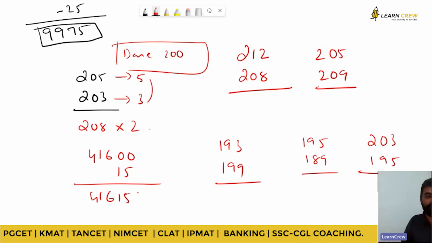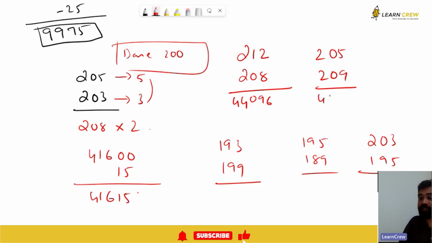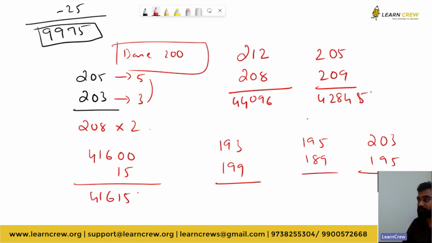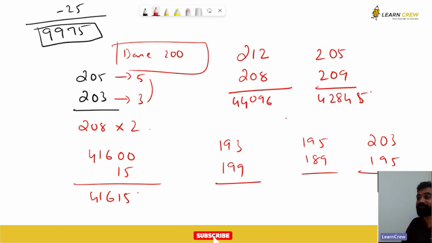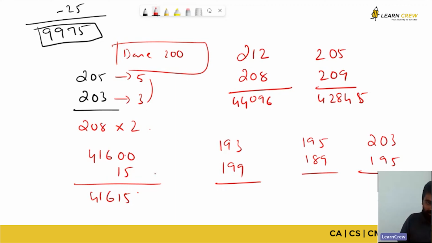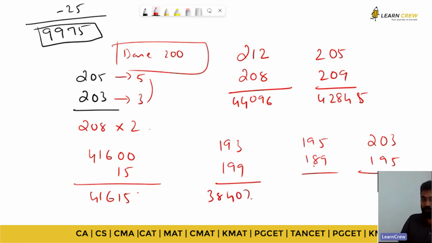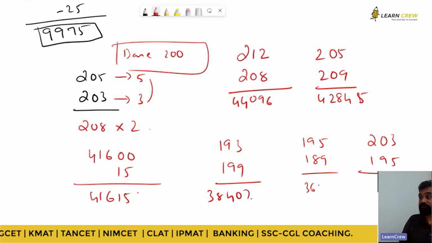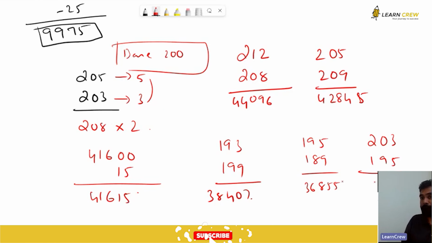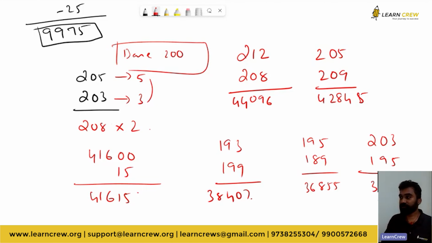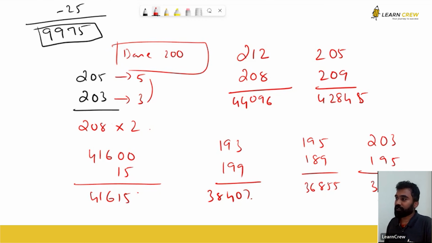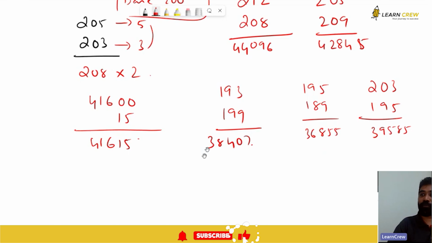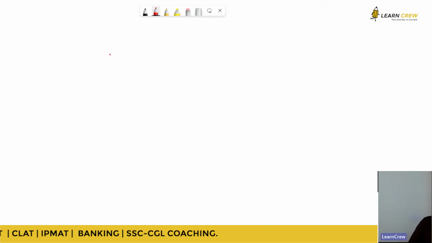Okay, answers. Second one, 428. Third one, 38407. This one, 36855. Last one, 39585. Yeah. All got this or any doubts? Others? Offline? So if it's 3, you multiply by 3. If it is 4, multiply by 4. Now, we'll come to everything, don't worry. Okay.